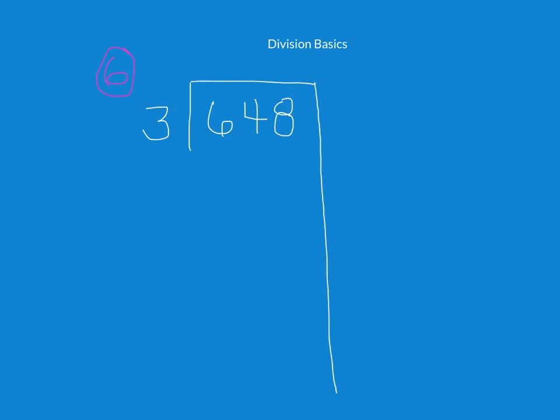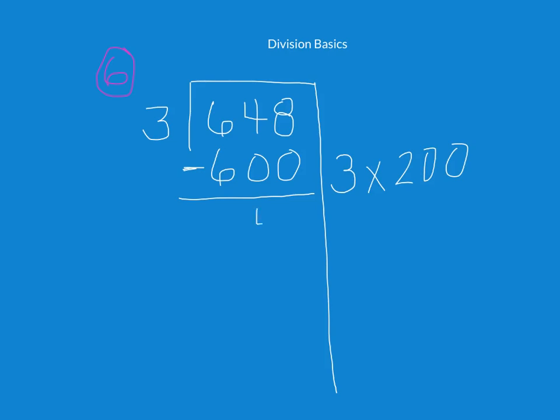Okay, so I've got 648 that I'm going to split into 3 groups. Well, I know I could have 3 groups with 200 in each group, because I know that 3 times 2 is 6. So 3 times 200 is, of course, 600. I want to take that 600 out from my total because I've already got that into 200 groups of 3. And I need to find out what do I have left to still put into groups of 3.